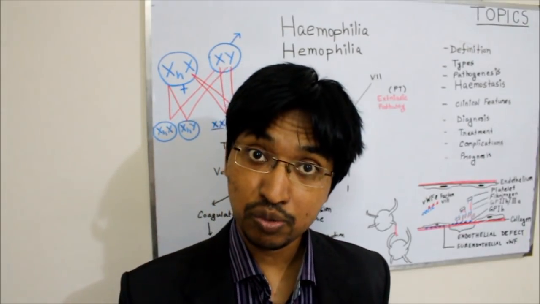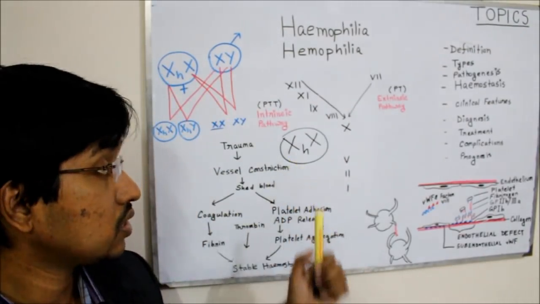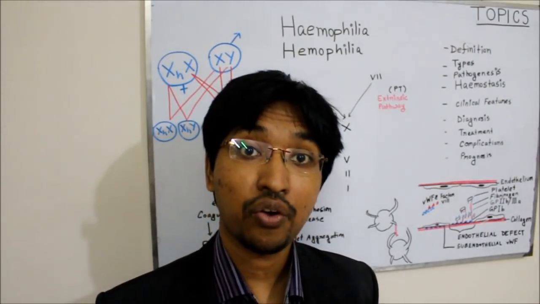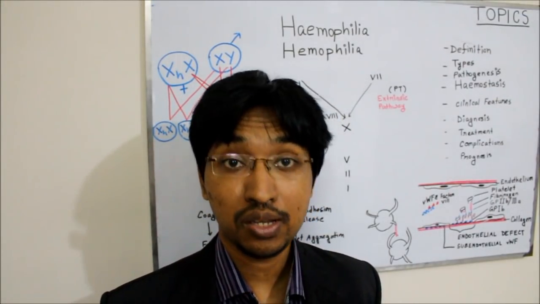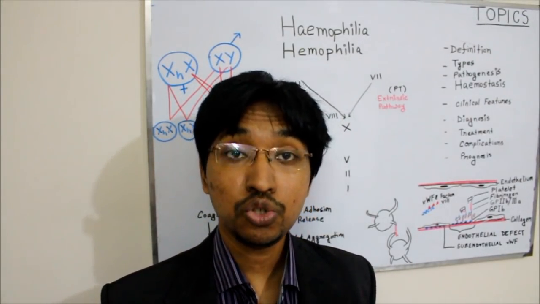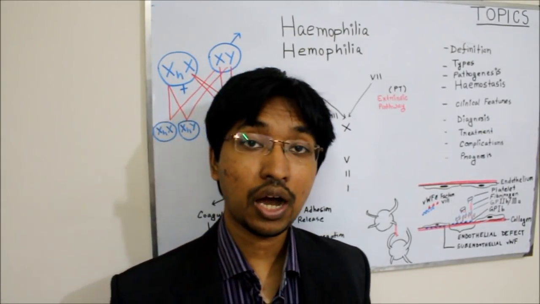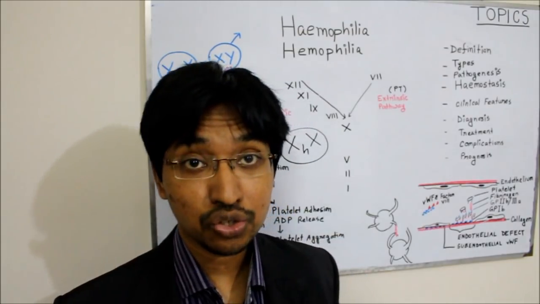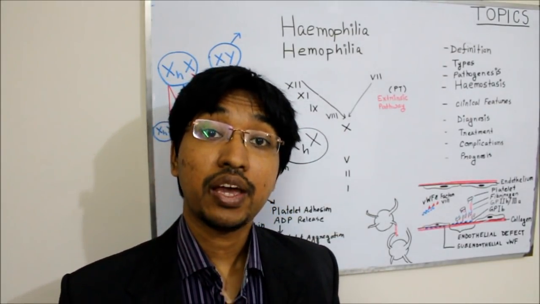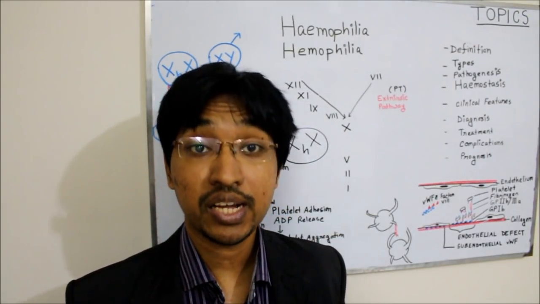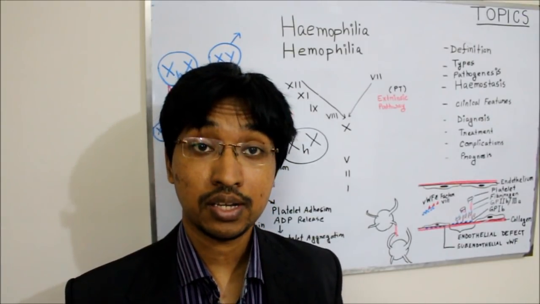They are carriers of hemophilia, they have genotype like this, and still they are showing mild hemophilia. Why? That is due to unfavorable X chromosome inactivation or unfavorable lyonization, and in that the healthy X chromosome is getting inactivated in most of the cases.